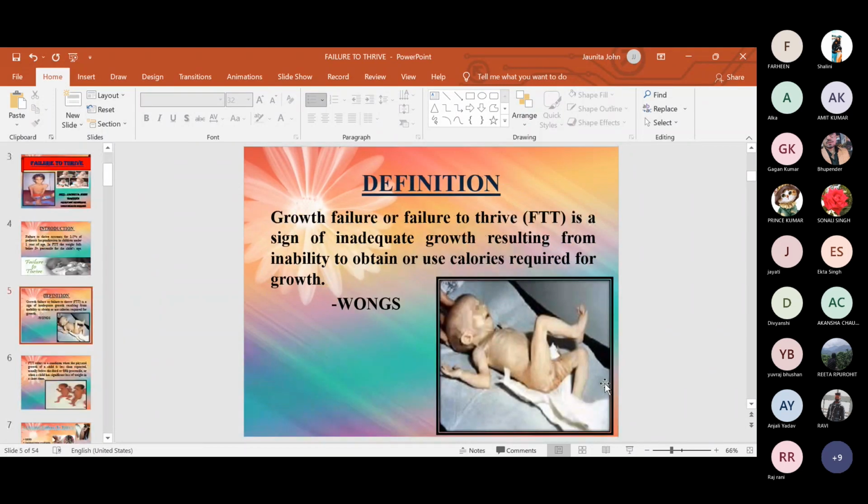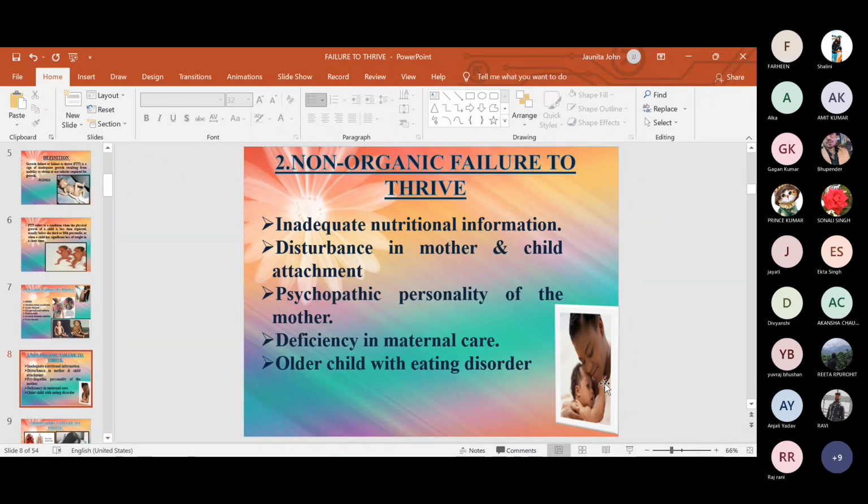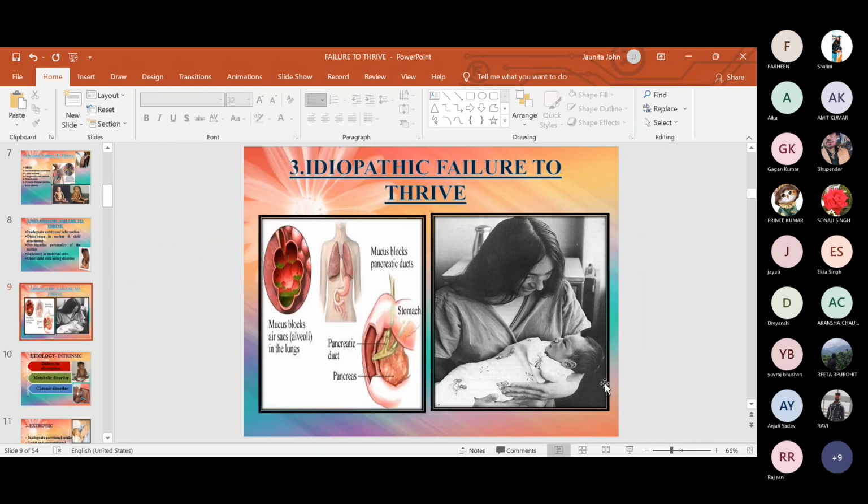Under that, we had seen the definition from Wong's textbook. Then we had seen other definitions, and then we had seen etiology. First, we had seen organic failure to thrive. Organic means when there is involvement of any underlying medical cause. Next was non-organic failure to thrive, under which no known medical condition is found, yet growth and development, especially growth, is poor. Next was idiopathic failure to thrive, which was unknown.